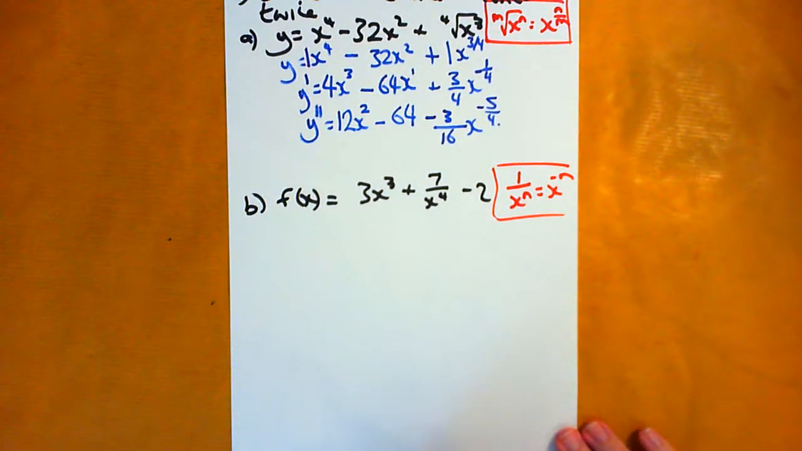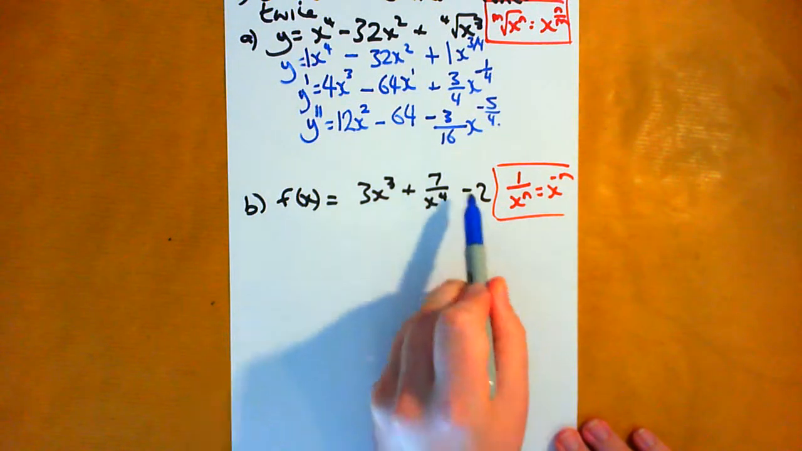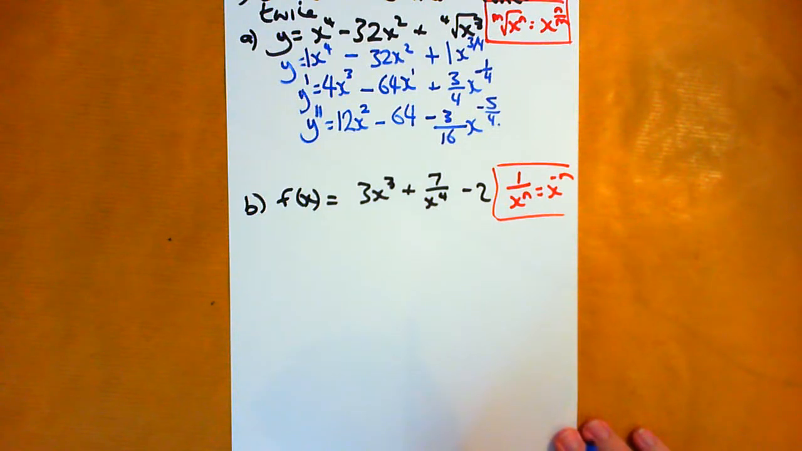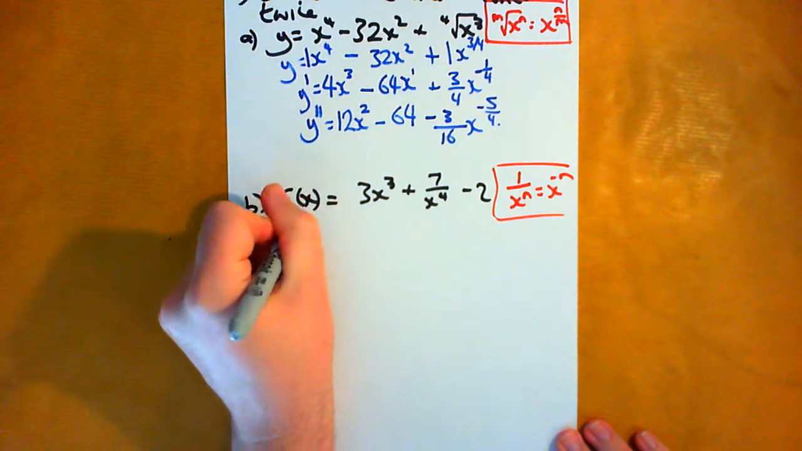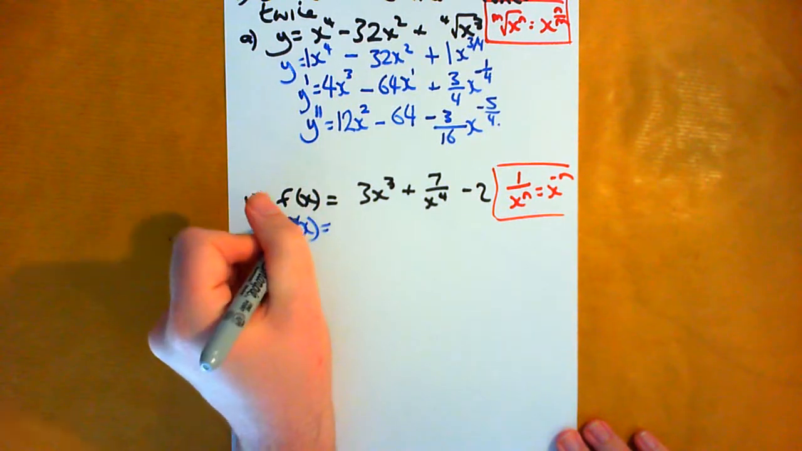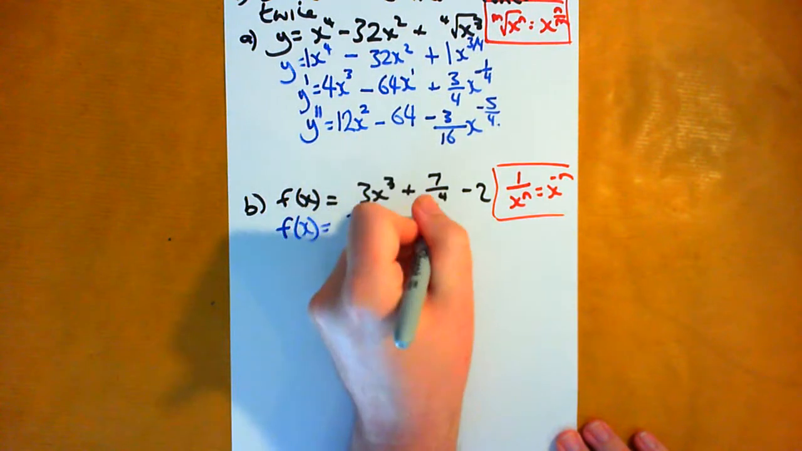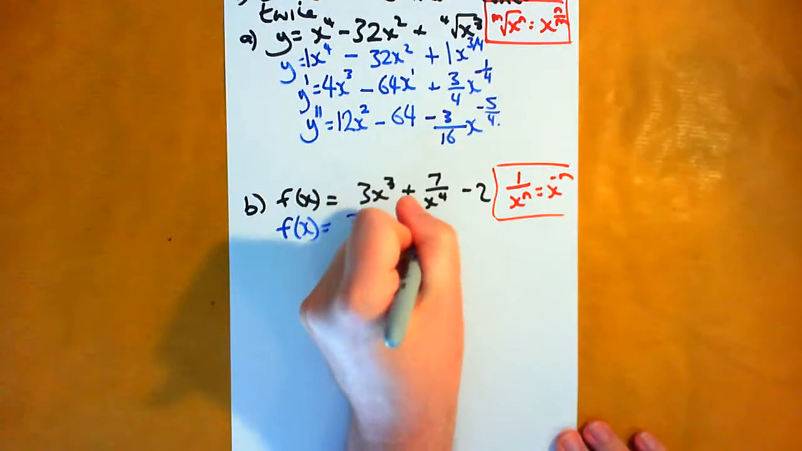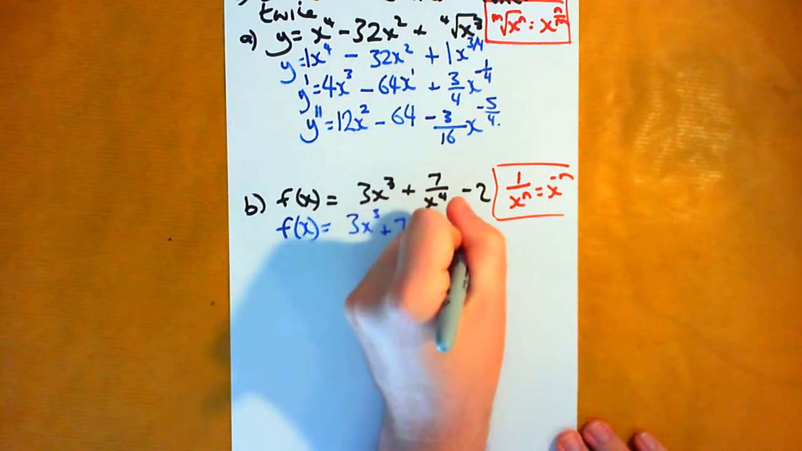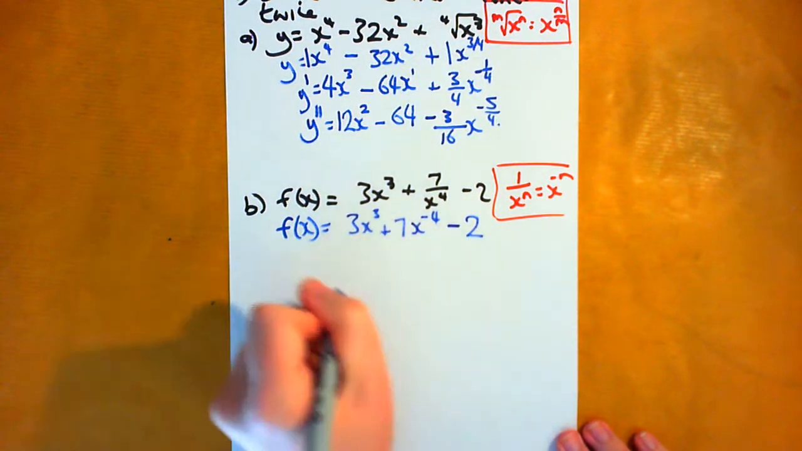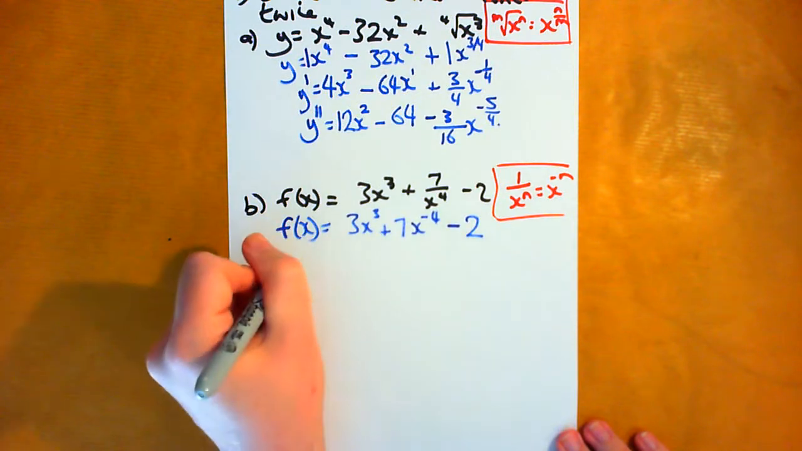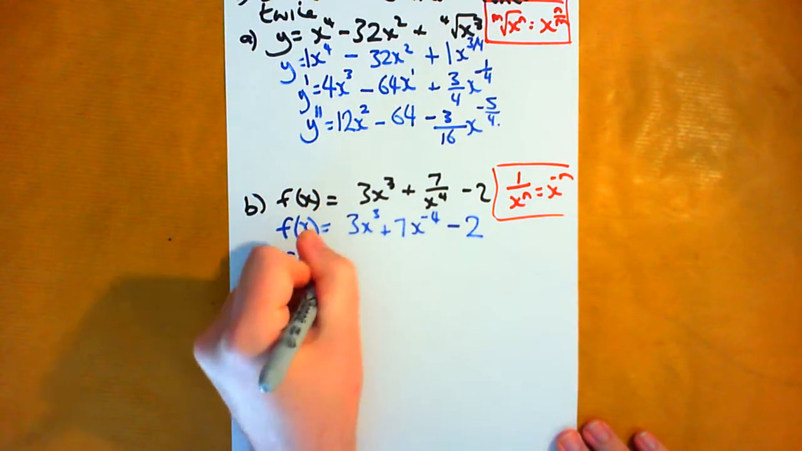Now we have another function to differentiate twice, which is 3x cubed plus 7 over x to the 4 minus 2. But again, we need to use some exponent rule to deal with this middle term to put it in some form that can be easily differentiated. So we've got f of x equals 3x to the power of 3 plus 7 x to the power of 4 is on the bottom, which makes it x to the negative 4 minus 2. So we haven't differentiated yet, but we've got it set up so that we can now differentiate it.